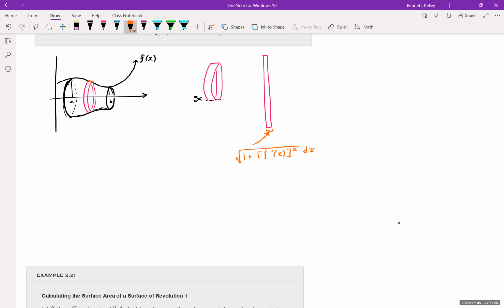So this is surface area. So we have the width, we need the height. This is actually the same thing as the circumference, right? So this is the circumference. And we know that circumference is pi times twice the radius, and the radius comes from here. So the radius is just the height of the function itself. So it's 2 pi times f of x.